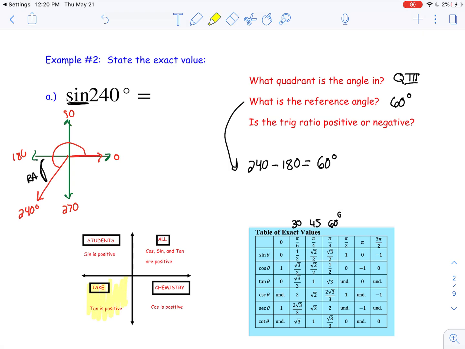That's quadrant 3. Sine is negative here. So tan is the only positive, sine is negative. So I am negative in the third quadrant. So now I need to find my exact value.